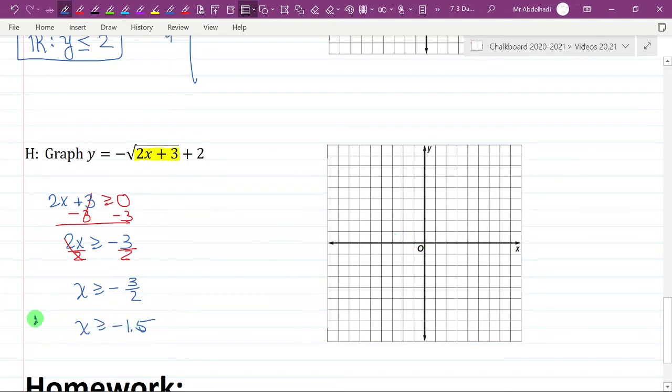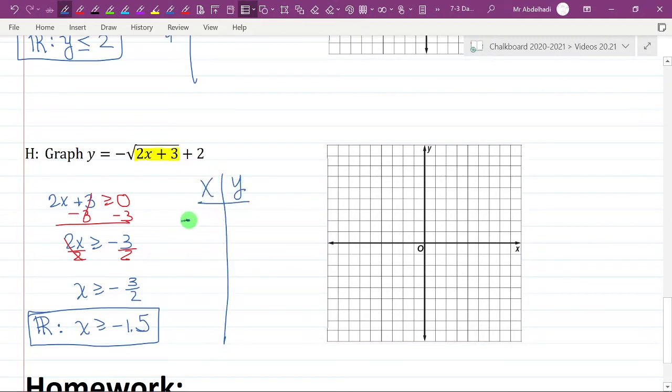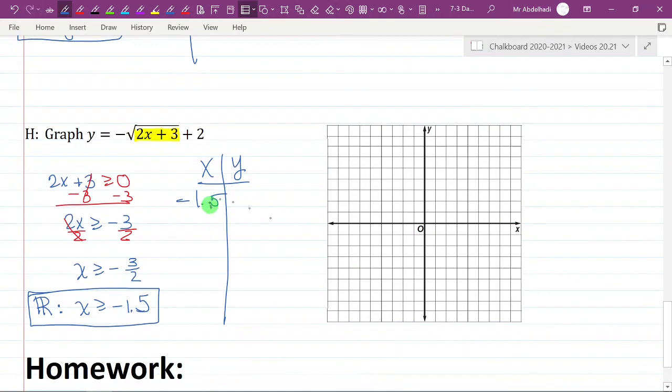Your domain, by the way, is all real numbers such that x is greater than or equal to negative 1.5. If you're wondering how you draw this R, you can just draw a regular R and then put a second line there to make it a double. Okay, let's keep going here. So now that we know that the domain starts at negative 1.5, your table will start at negative 1.5. And then you want to go from there as far as you can. I like to go by whole numbers, because I don't think you want to get into too many decimals here.